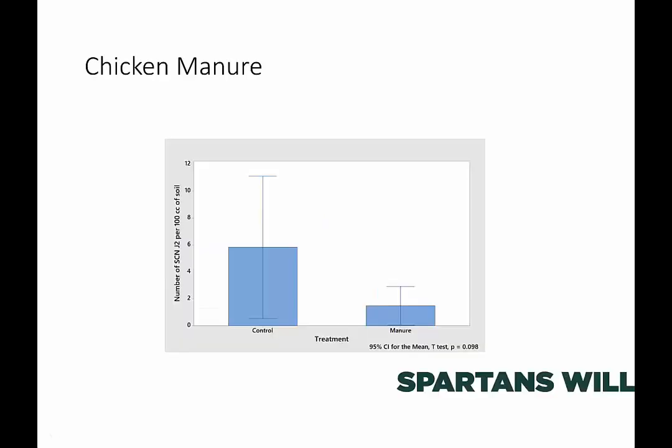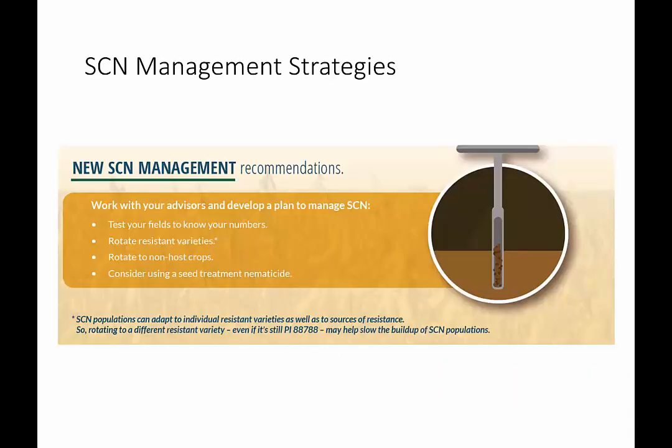Using manure, we found that chicken manure had a beneficial effect on soybean cyst nematode juveniles. The reduction was significant to the 90% level, and it wasn't an astronomical reduction, but we did get a reduction in the nematodes. So I want to rehash what are the main management strategies.